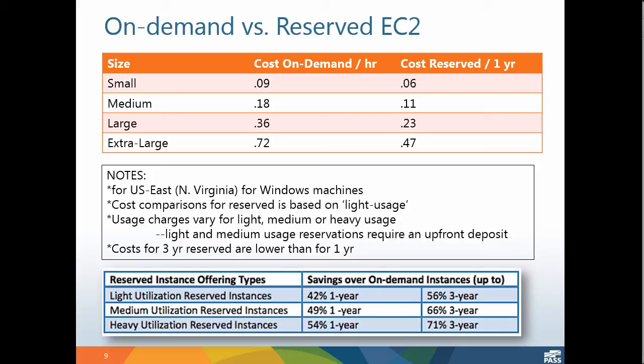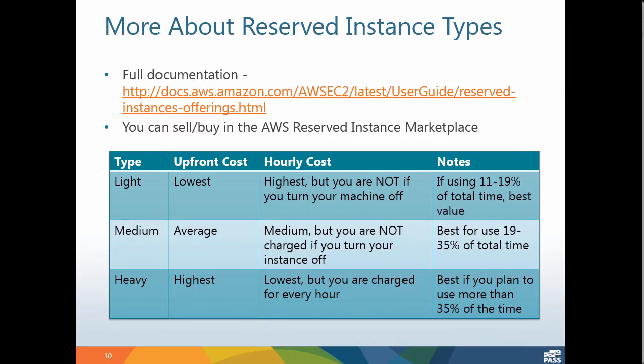You've got to really think in terms of what percentage of the time you need what quality of resources. So again, more about these reserved instance types, because this is where I find a really big opportunity for people to save money. So I have a link to the full documentation here. As I just mentioned, you can sell and buy in the AWS Reserved Instance Marketplace. I'm actually going to show you that in the demo coming up.